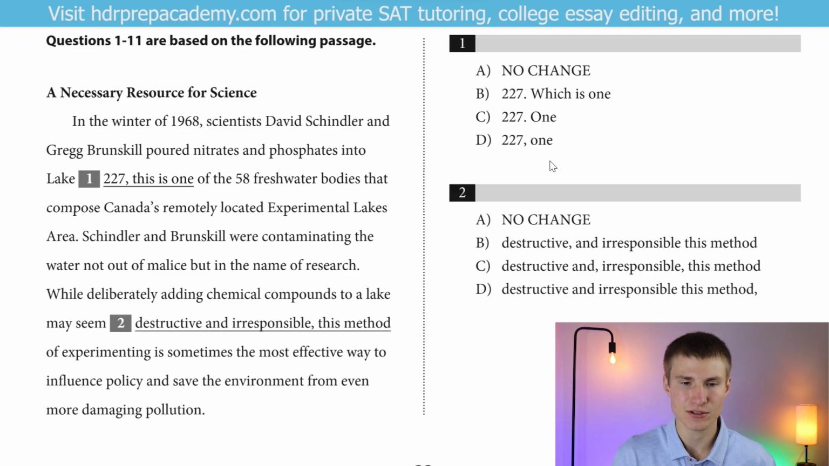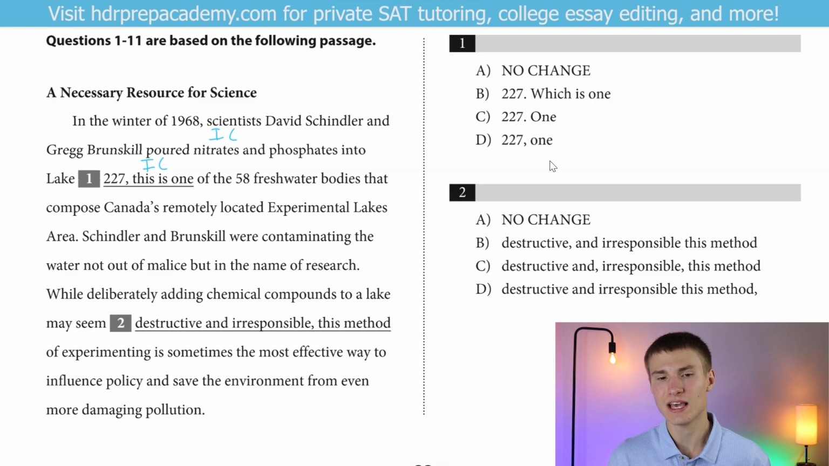Now what we need to recognize here is that if we're going to include this is, then what's after this comma becomes an independent clause. We also know that what's before the comma is also an independent clause. We can't connect two independent clauses with only a comma and not one of the FANBOYS, so we know answer choice A will be wrong.